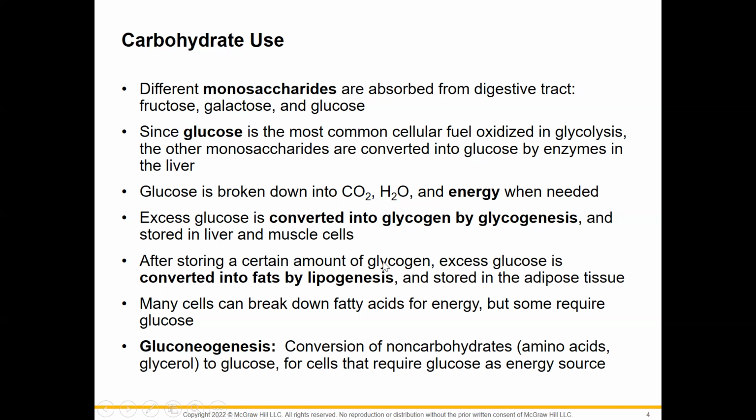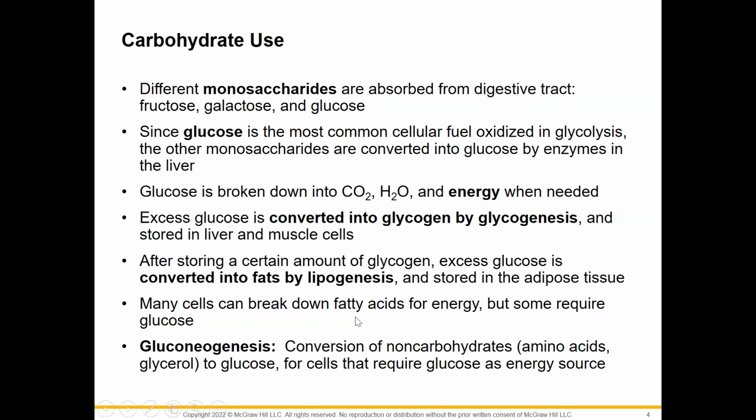After you store a certain amount of glycogen, after you fill up those reserves, if you still have glucose left over, that glucose is then converted into fat cells. It's converted to fat that is then added to your adipose cells. That process is called lipogenesis. Remember, lipo means fat, genesis means to create, to start something. So you are creating fat. That fat is then stored in your adipose cells, your adipose tissue.